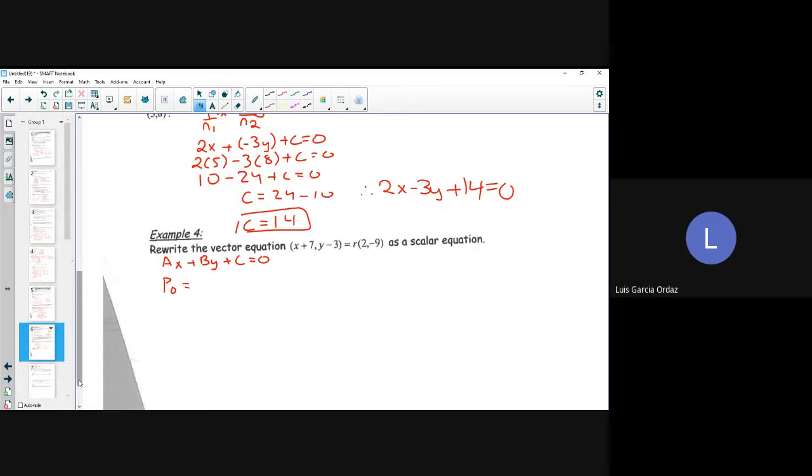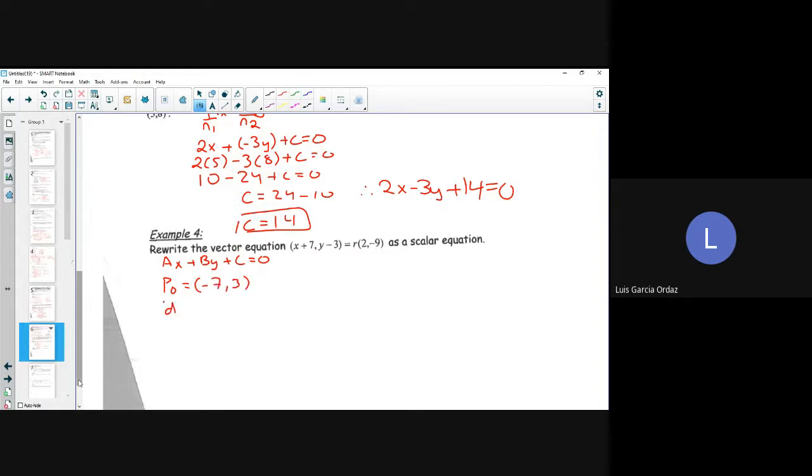So x plus 7, solve for x. y minus 3 is equal to 0, solve for y. What is the point that I'm going to be using? Yep, negative 7 and 3, perfect.